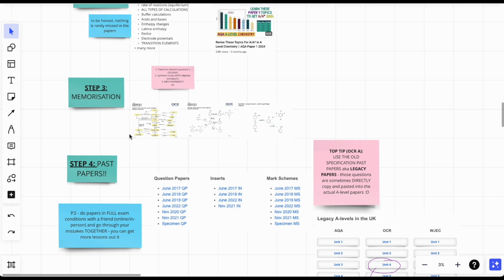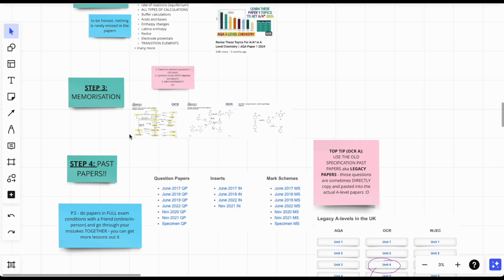Yeah. Now, let me give you a little bit of advice for OCR. There's this thing called legacy papers, okay? These are from the old spec. Now, what I'm going to tell you might shock you if you didn't know already, but when I did my exams last year, I am not even kidding, okay? It still shocks me to this day.